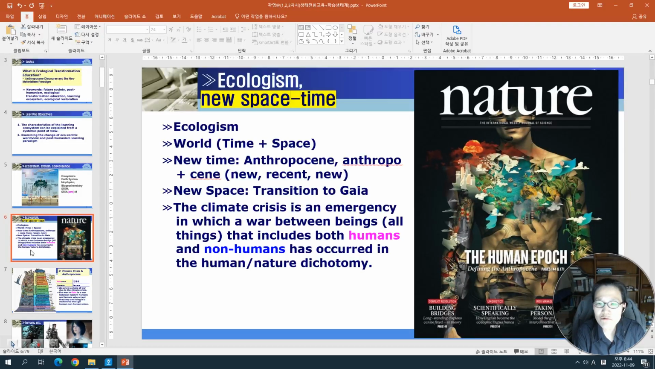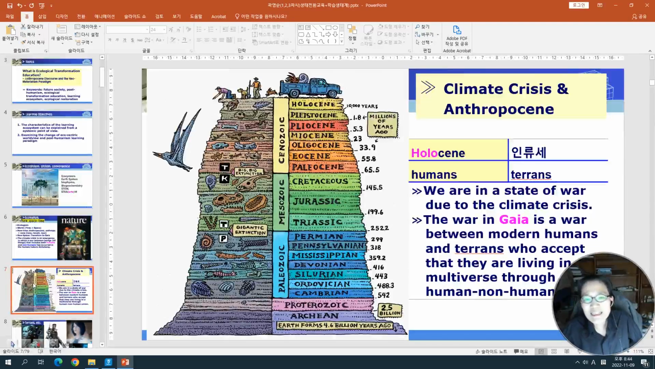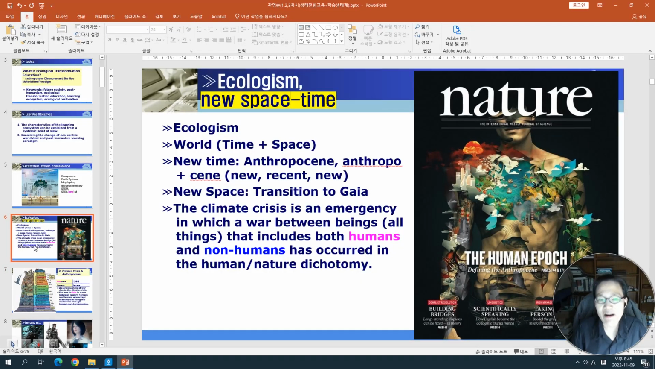We are moving towards a new time and space, so-called Anthropocene. Whenever you hear about scene, it's about geological timetable. Are you familiar with the Paleozoic, Mesozoic, and Cenozoic? And whenever we mark a turning point of a new era, we express that as a scene. So when you hear of Anthropocene, it means anthropo, which means human being or mankind, plus scene. Scene means new.